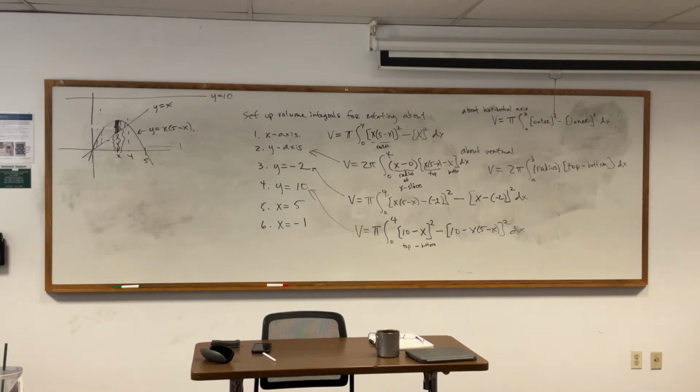Which one are we on? Yes, so it would be x minus, so it changes each time. It changes every time, that's why you have to have a little bit of a picture. So 5 minus x is our radius. Does that make sense? And then just how tall is the slice? That's just top minus bottom, so the parabola minus the x.